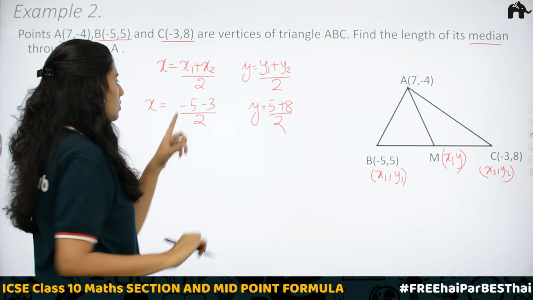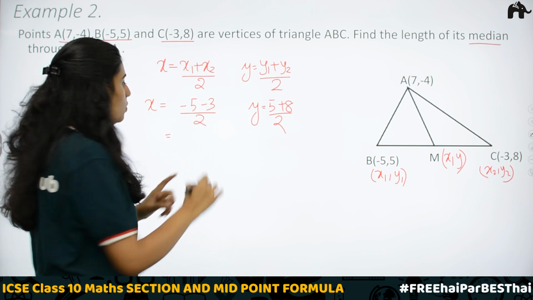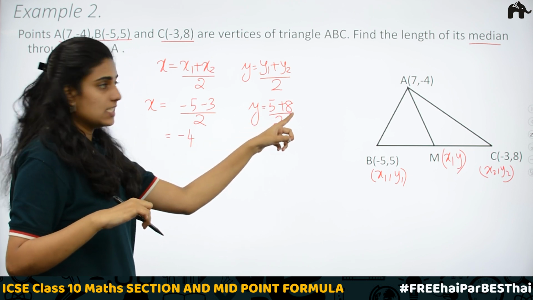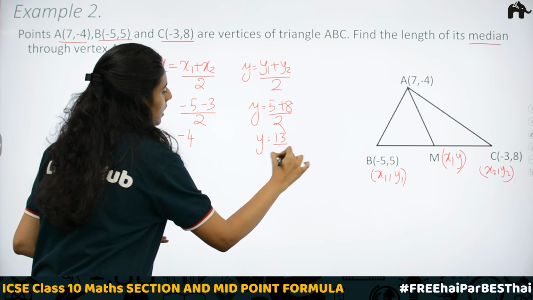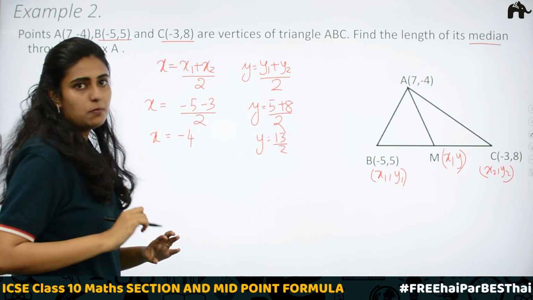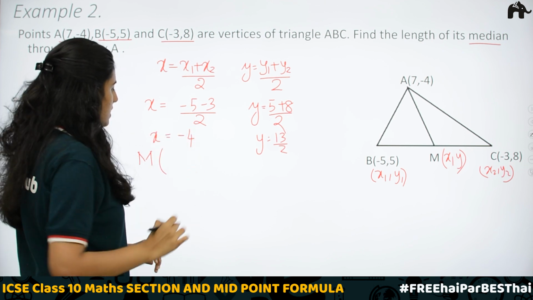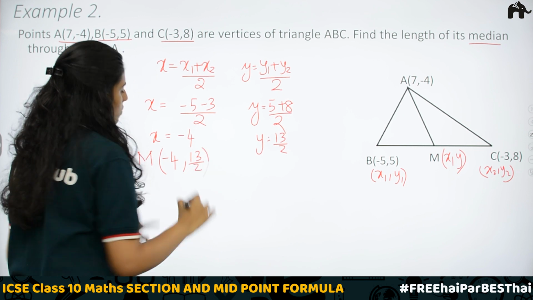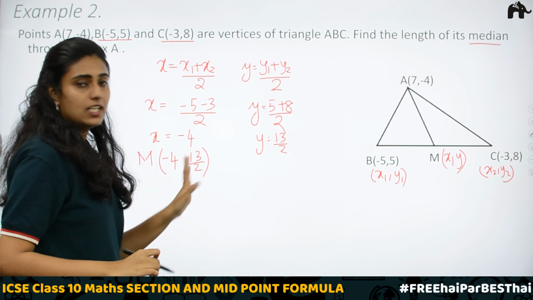That is equal to minus 5 minus 3 is minus 8. Minus 8 by 2, minus 4. 5 plus 8 is 13. 13 by 2. Y coordinate equal to 13 by 2. And x coordinate equal to minus 4. Therefore, our point M is minus 4, 13 by 2. X coordinate is minus 4 and the y coordinate is 13 by 2.